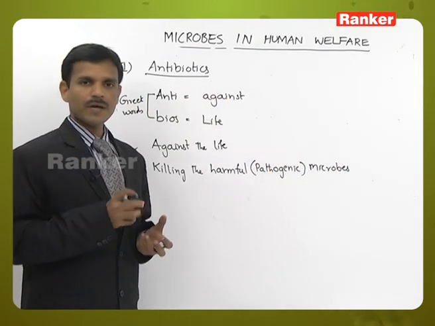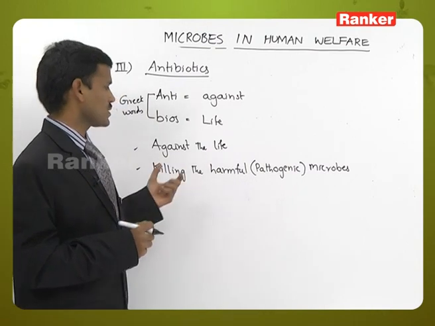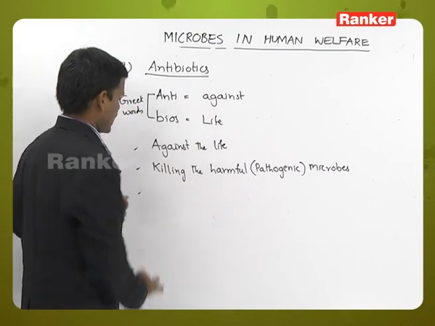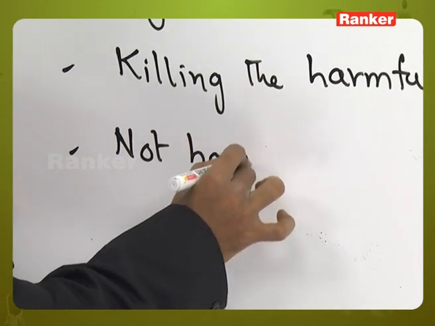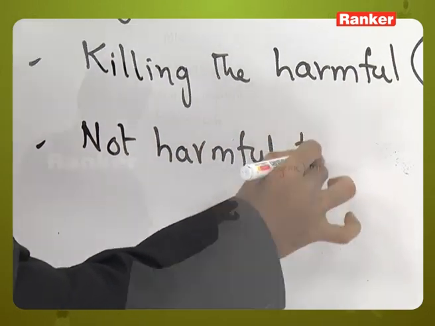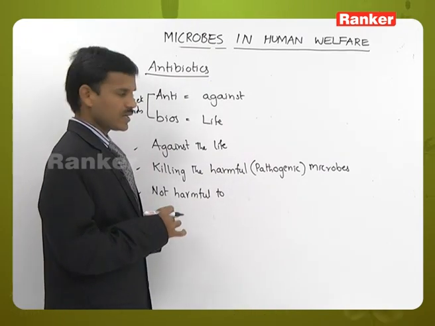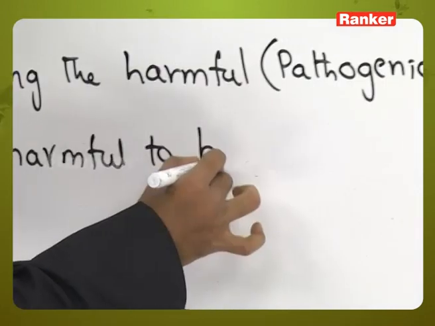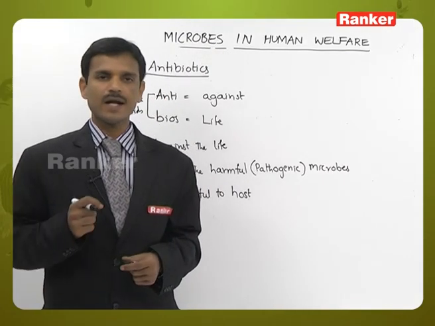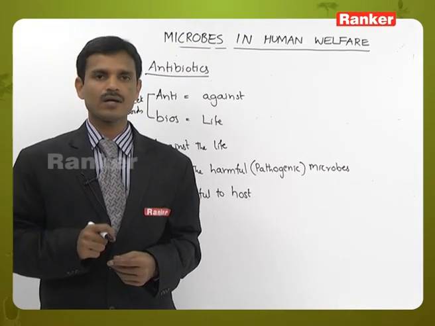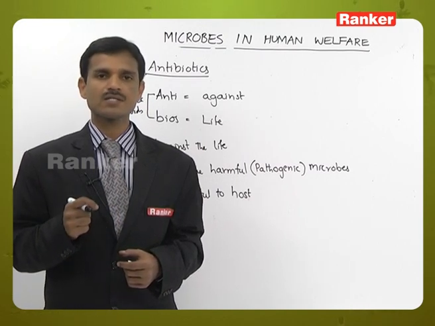So some microbes are targeted. These targeted harmful pathogenic organisms are killed only by these antibiotics. They are not harmful to human beings or non-targeted organisms, not harmful to the host. So in diseases we take so many antibiotics. The antibiotics are killing only the microorganisms which are harmful to us, but not killing us. Why? Because it is targeted.